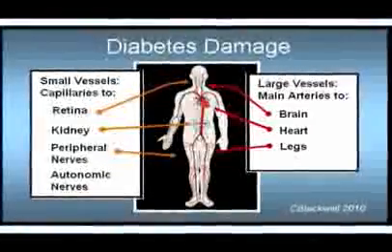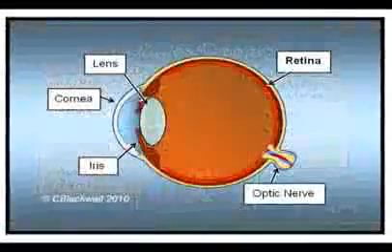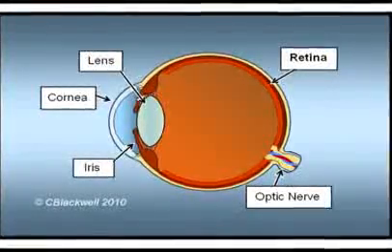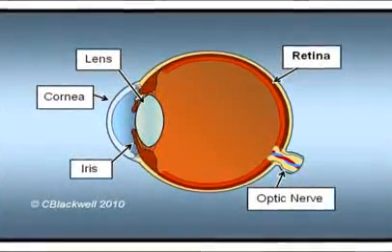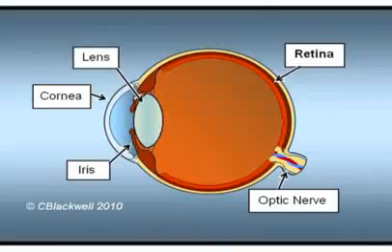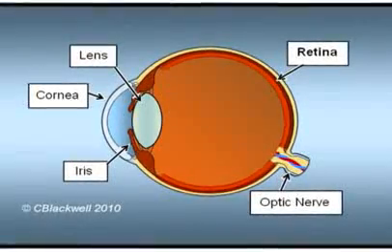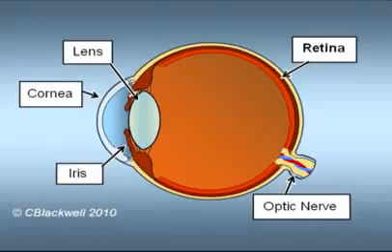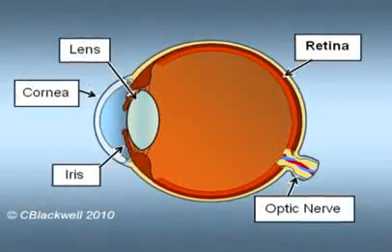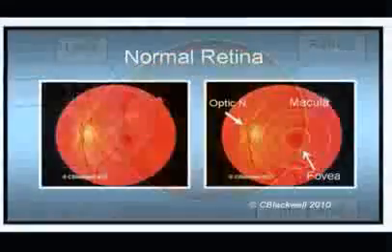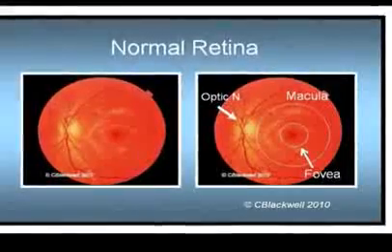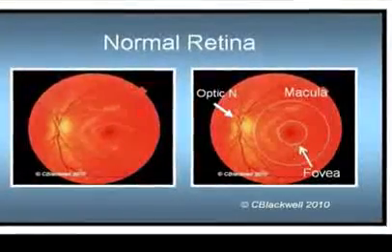Now, let us concentrate on the eye. The retina is the main part we are concerned with in discussing diabetic damage to the eye. The retina is a layer of nerve tissue that lines the inside of the eye. It functions like film in a camera, sensing light and turning that into nerve impulses that travel along the optic nerve to the brain. This is what it looks like if we look through the pupil into the inside of the eye. On the right, the parts are labeled.